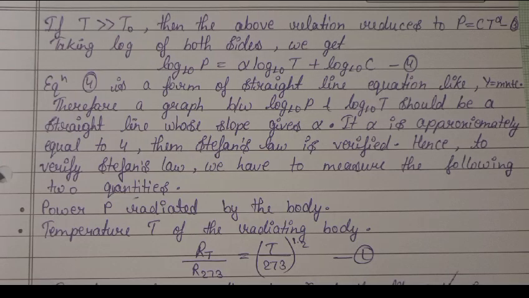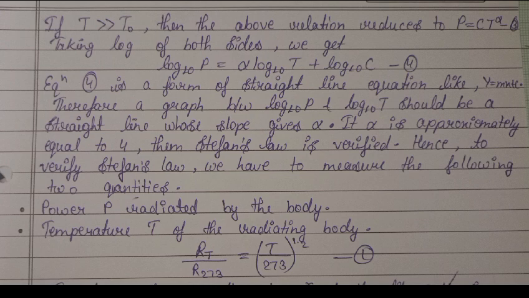If T is much greater than T0, then the above relation reduces to P is equal to C multiplied by T raised to power alpha. Taking logarithm of both sides, we get log P is equal to alpha multiplied by log T plus log C. This equation is a form of straight line equation like y is equal to mx plus c. Therefore, a graph between log P and log T should be a straight line whose slope gives alpha. If alpha is approximately equal to 4, then Stefan's law is verified.